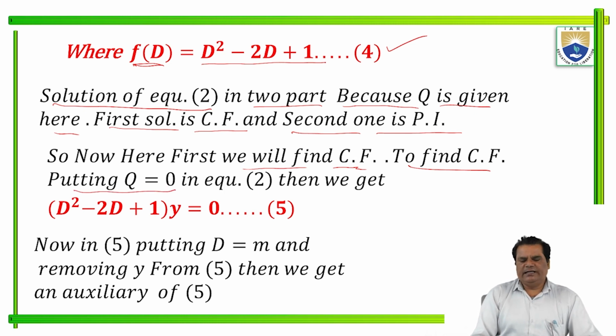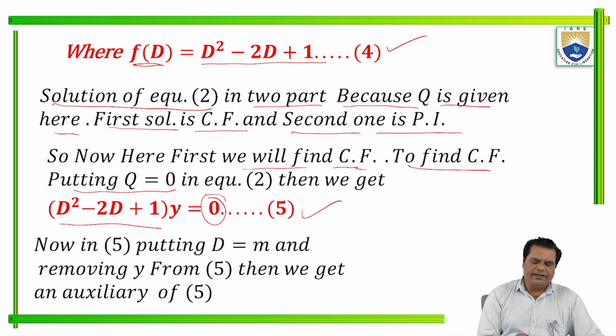I have discussed this in the last lectures. If we find only the complementary function, then we put the value of Q, which is on the right hand side of the given differential equation, equal to 0. When we take Q equal to 0, we can find the complementary function. So we take Q equal to 0 in equation 2. Then we get d square minus 2d plus 1 into y equal to 0. This is equation 5, where we have taken the right hand side as 0, meaning putting Q equal to 0.